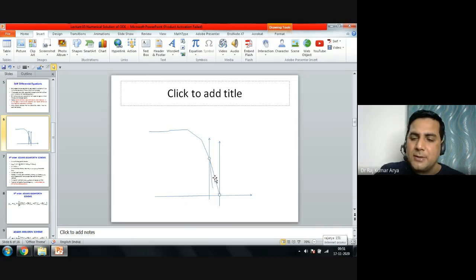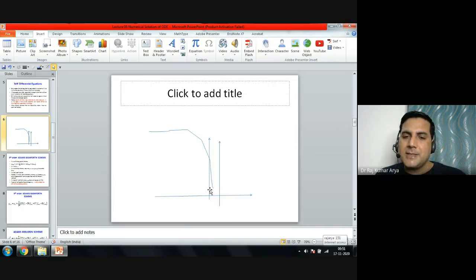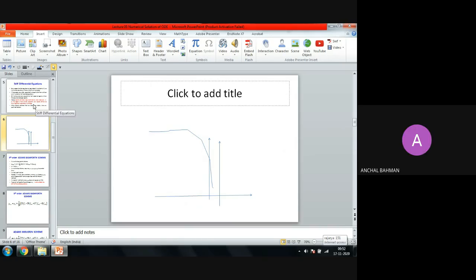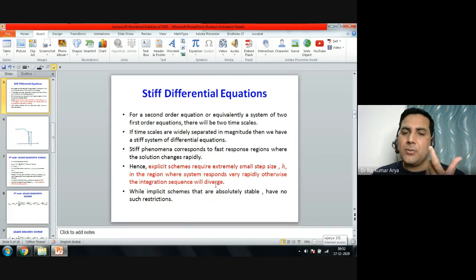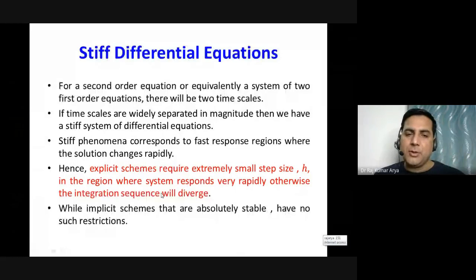Correct? So in the case of a stiff differential equation, this is the variation: a slight change in x gives a huge change in function value. The function value changes nearly 4 to 5 times from here to here, right? Yes or no? So in that case, you have to take a very small step size, and therefore your computational power will go up, right? Because as you decrease the step size, you have to put in more and more computational power, more and more iterations, but you can compensate for it.